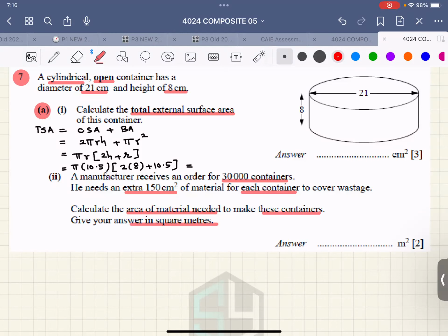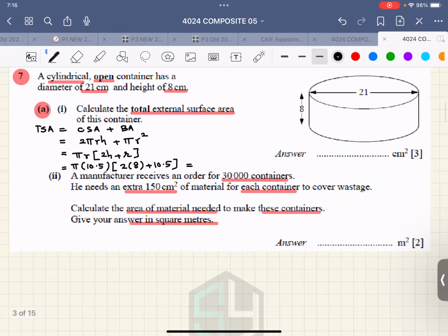Now, first of all, this time I need to use my calculator. So first of all, let me write this thing. That's 2 into 8, 16. 16 plus 10.5. That is 26.5. And 26.5 into 10.5. This comes out to be, let me write this, 278.25 pi, which can be written as 278.25 into 3.142. This answer is in centimeter square.